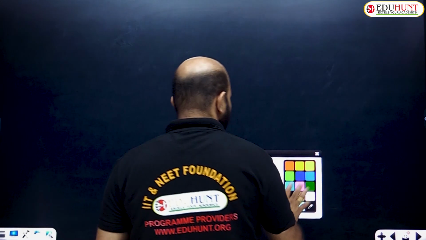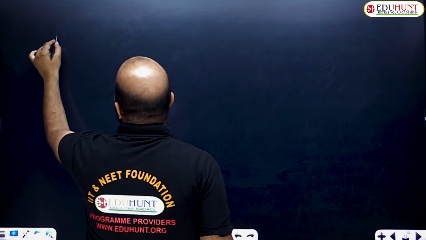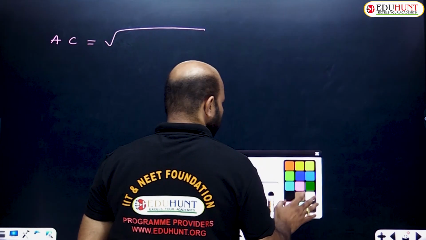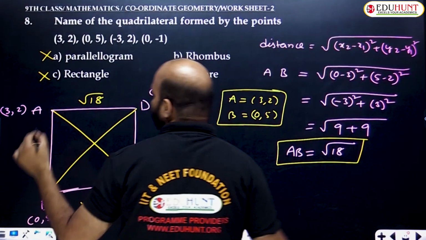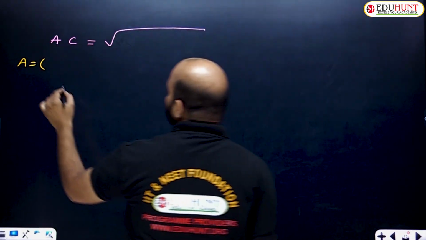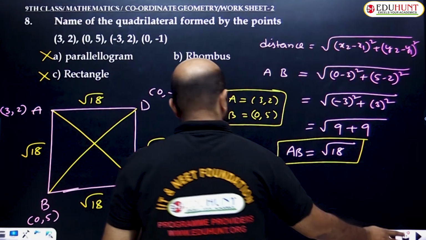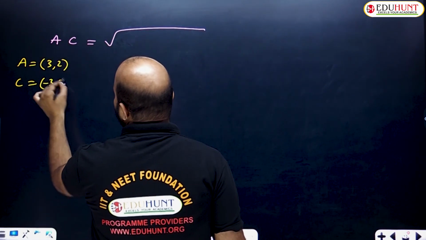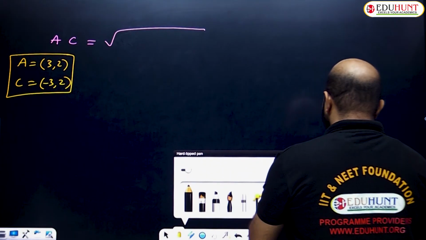So first, the distance AC equals square root of, here what are the A coordinates? What am I given? 3, 2. And the C coordinates are minus 3 and 2. So by using the A and C coordinates we will get the distance between AC.